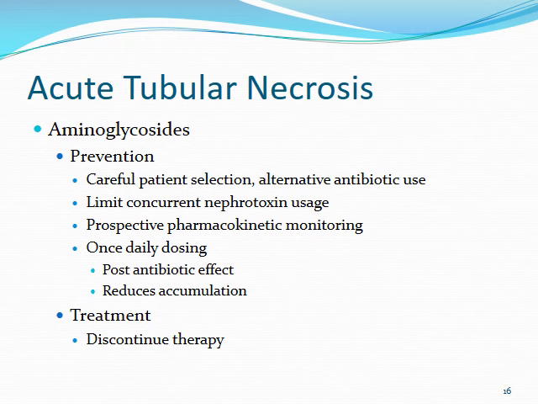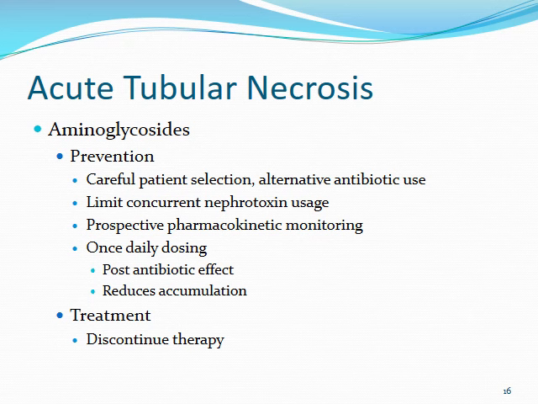Also look at limiting concurrent nephrotoxin usage. So if you have a patient who's at risk for developing kidney injury related to aminoglycosides, perhaps don't put them on an NSAID. Maybe acetaminophen might be a better option for pain management in that case, just due to the fact that NSAIDs can compound the nephrotoxic effects of the aminoglycosides.